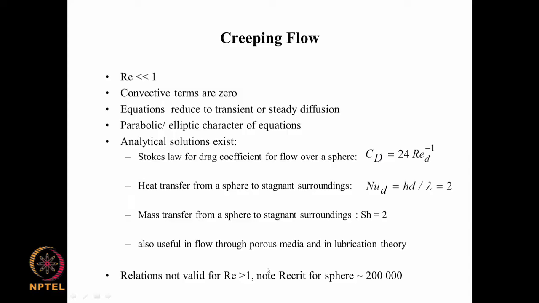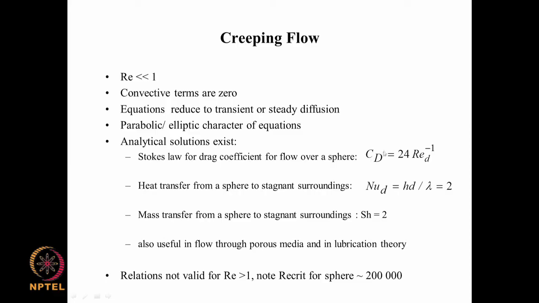such an unusual thing. For example, the critical Reynolds number at which laminar to turbulent transition takes place for flow over a sphere is a Reynolds number of something like 2 lakhs, 200,000, not 2,100, not 2,300, not 1,000, it is 200,000. Okay. Whereas the Stokes' law assumption is valid for Reynolds number less than 1. So, in many cases we cannot make use of this.